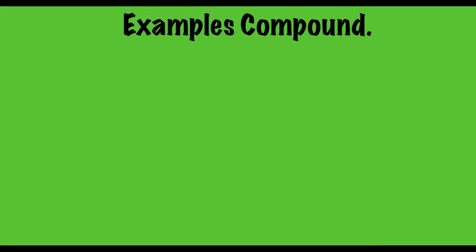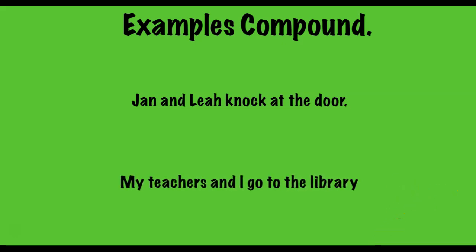Okay, so here's an example. Jan and Leah knock at the door. So it's a compound subject. This isn't a compound sentence, but a compound subject. There are two people, Jan and Leah. They knock at the door. The second example they give you: my teachers and I go to the library. My teachers and I. What do? We go to the library.